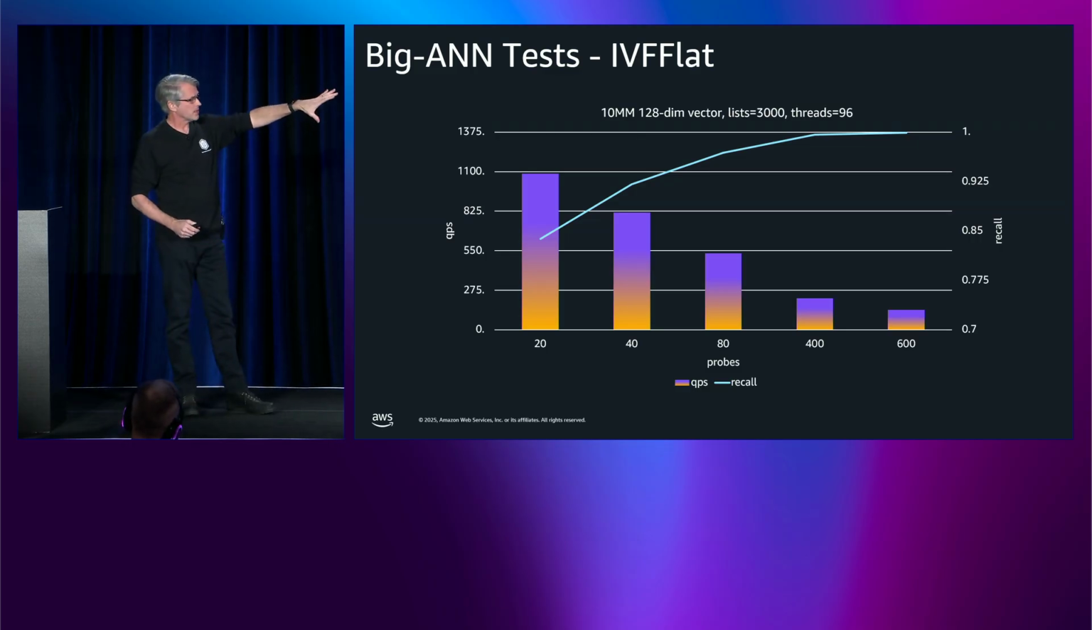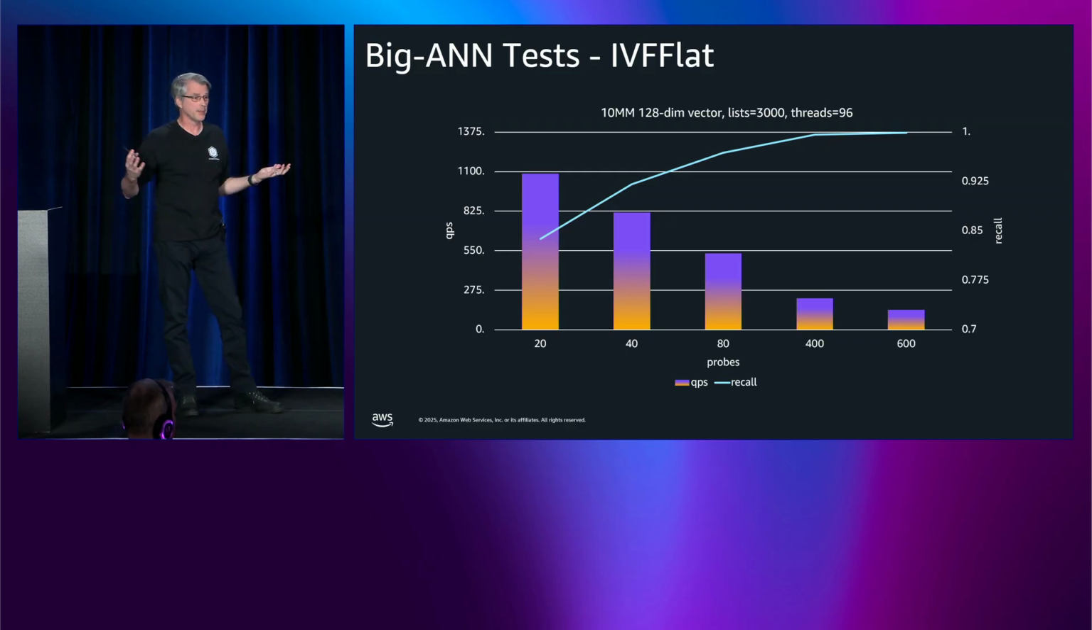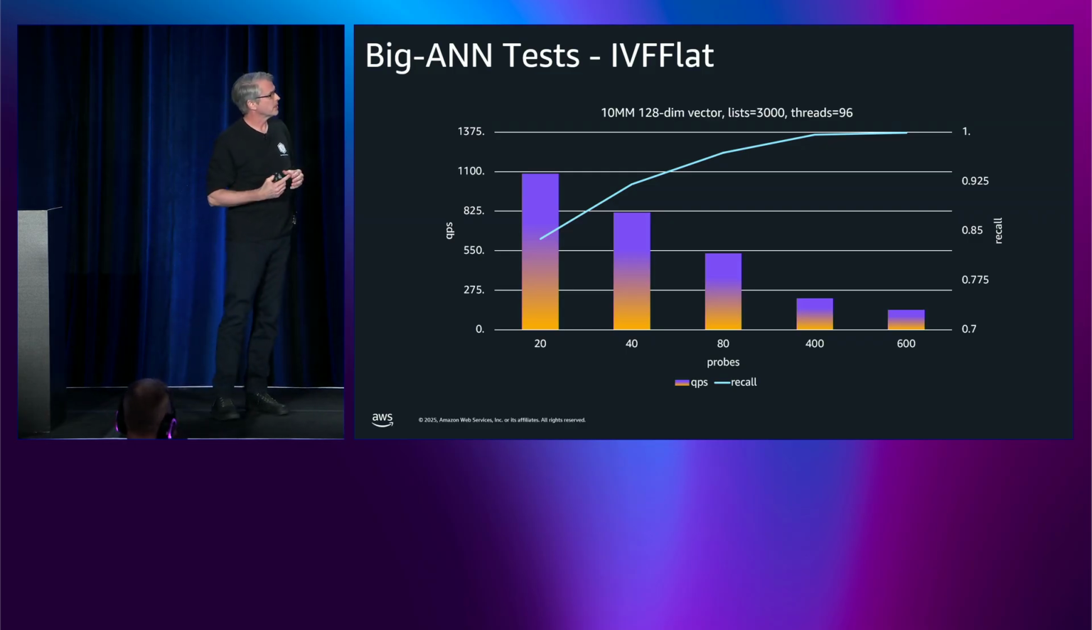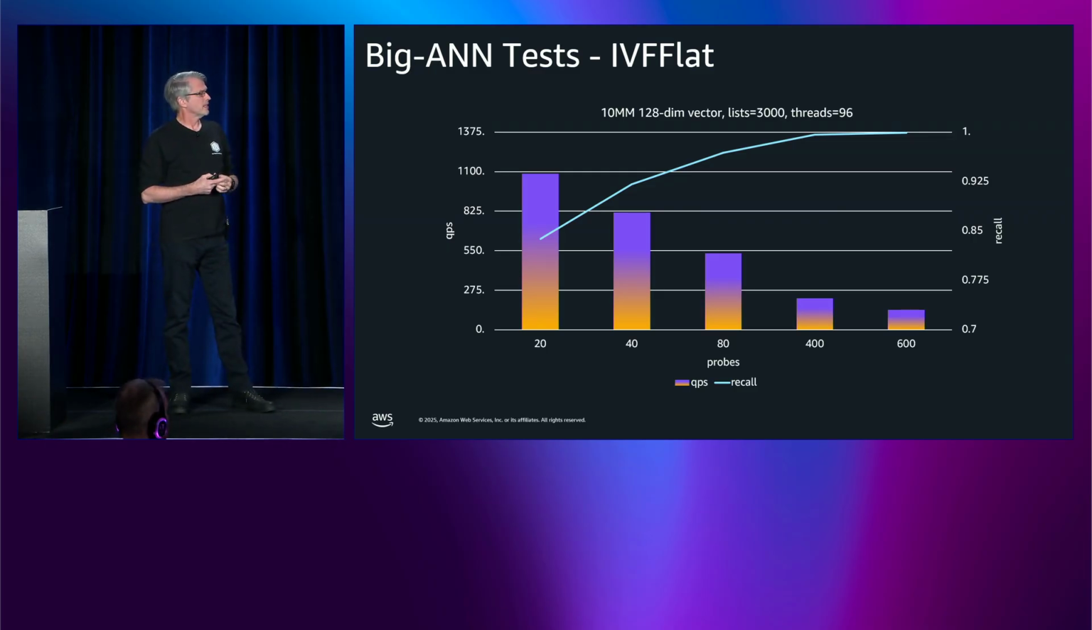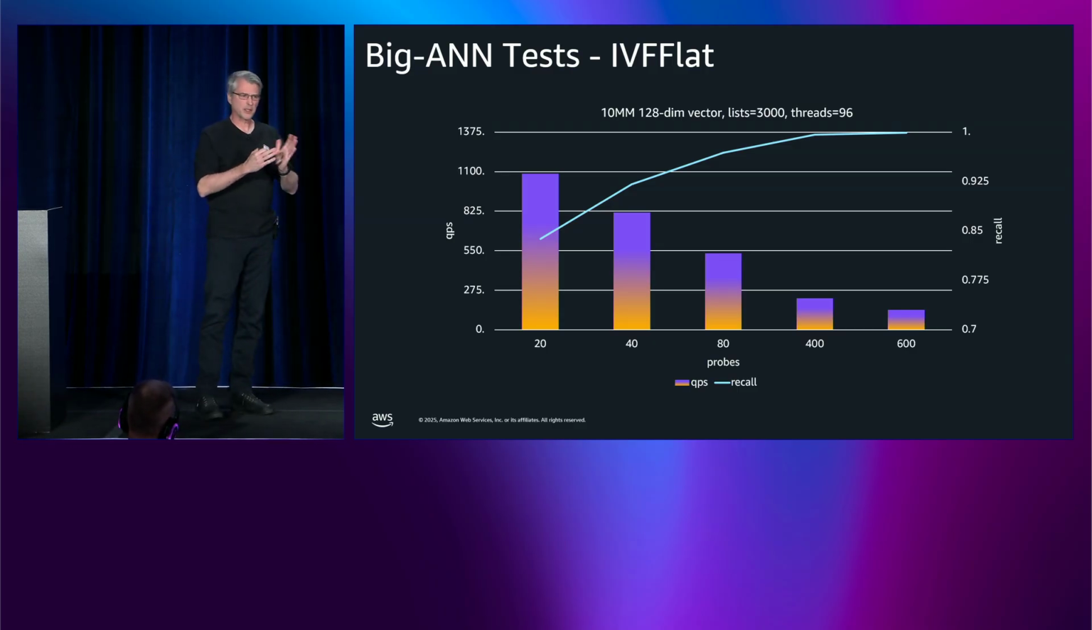But as you see, in this case, once you get to about 400, it's kind of the point of diminishing returns. Yes, you can go to 600, get a little bit better recall, but you're getting fewer queries per second. So again, just keep in mind, you don't need to always go to the maximum, and it's going to vary based on your data set, based on your embeddings, but just realize there's a point where you probably don't really need to go any further.